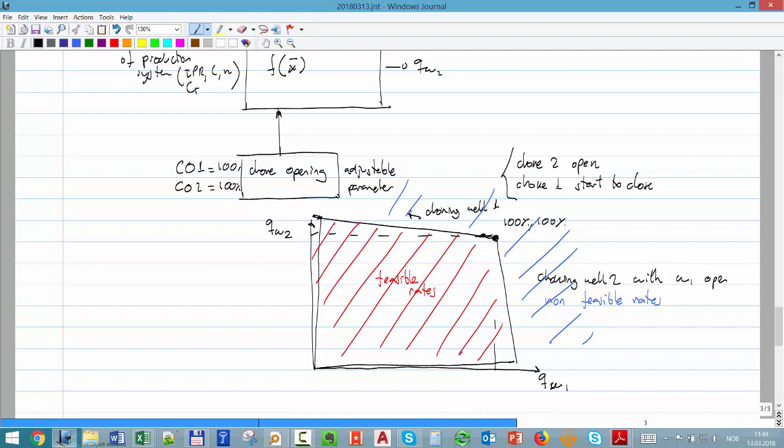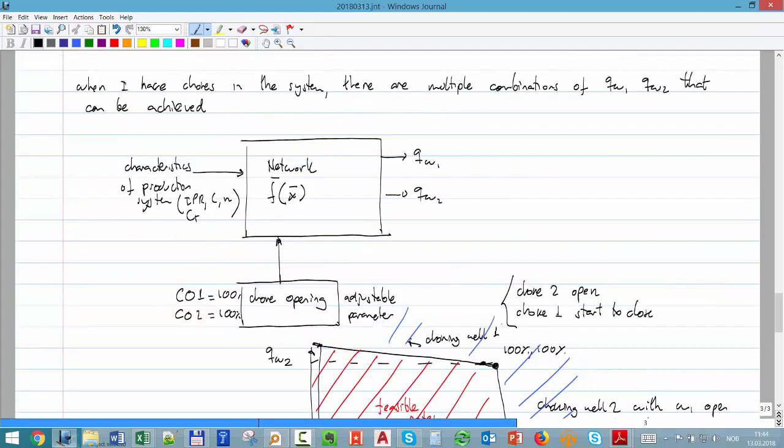My intention was to show you that you can watch the network like a function, that depending on the choke opening that you use, you will get different feasible rates.